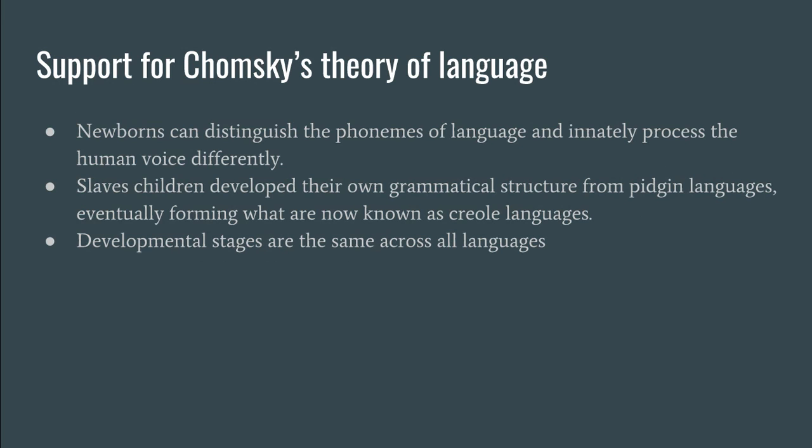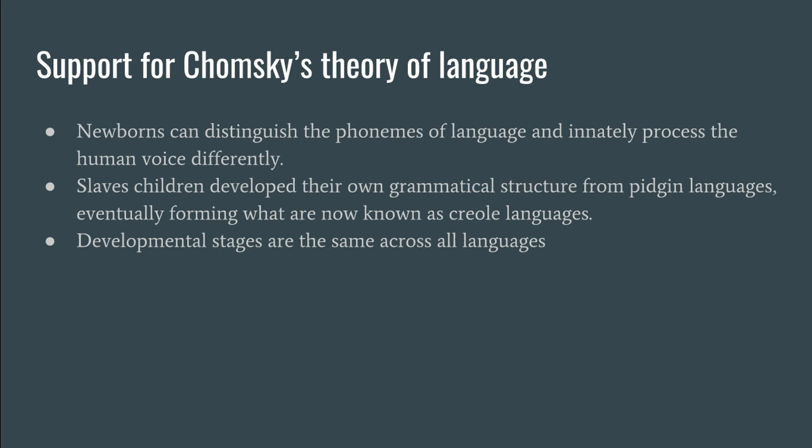So, support for Chomsky's theory of language. Up until he began purporting this theory in the 1960s, common thought in linguistics and psychology and other cognitive sciences was that when humans are born, their mind is a blank slate. But after Chomsky began developing this theory, research in other fields started coming out with results that supported this idea of universal grammar. Psychological studies found, for example, that newborn babies that are just a few days old can distinguish between different phonemes, and that they process the sound of human voices differently than they do other sounds. So there's kind of this innate mechanism that processes human voice over other sounds.